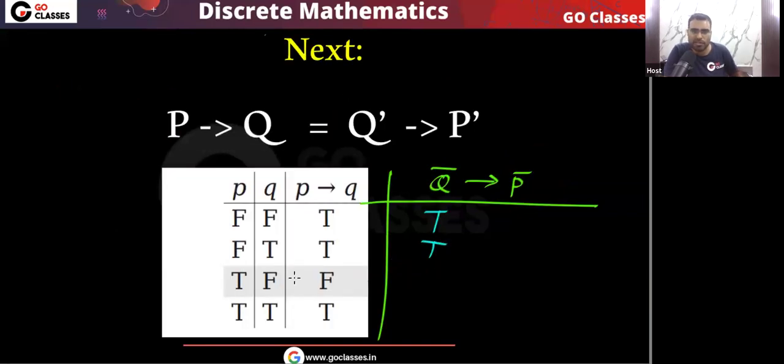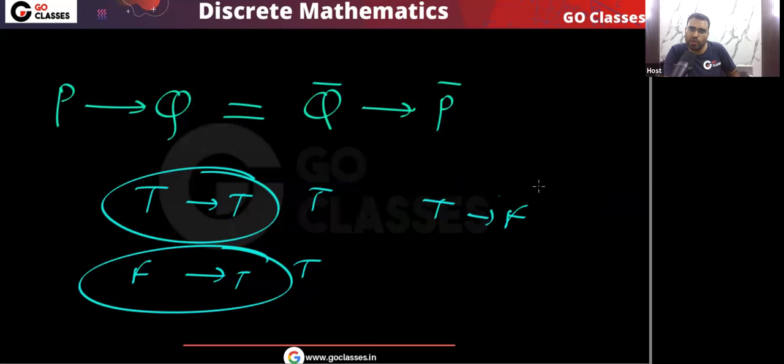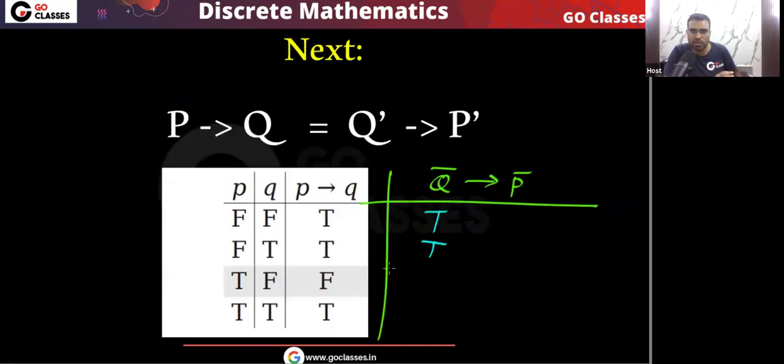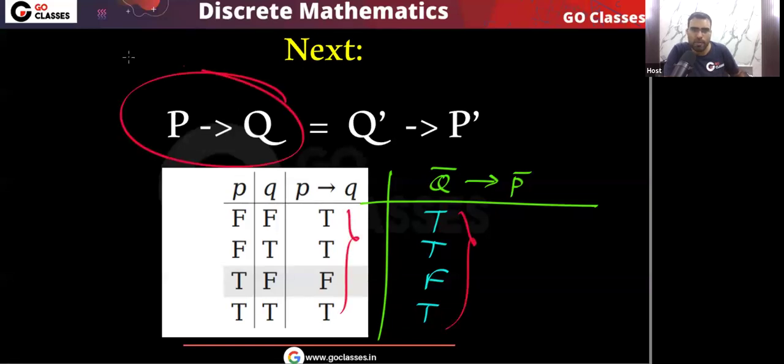What about the next case? When P is true and Q is false, it will be true implies false, and you know true implies false is false. So here you will get false. And finally, here you will get true. Did you notice they are the same? So remember, P implies Q is the same as Q bar implies P bar.